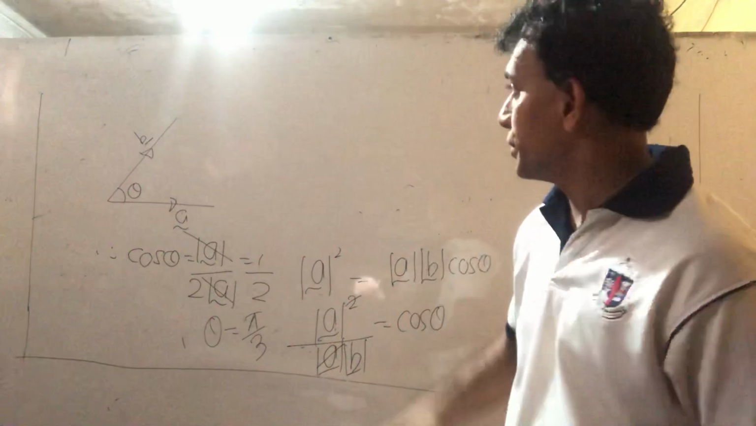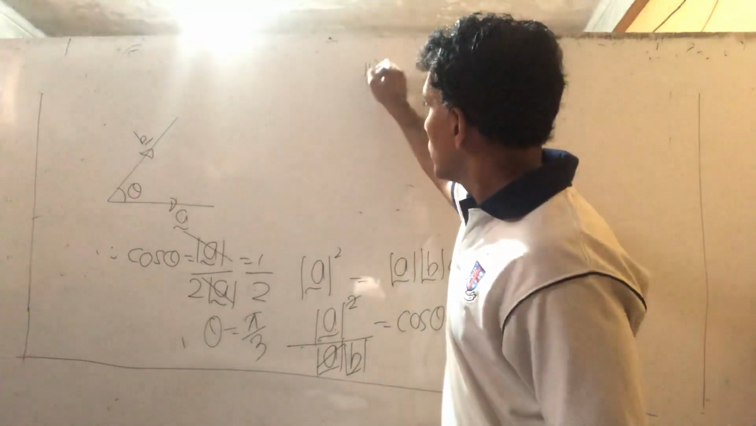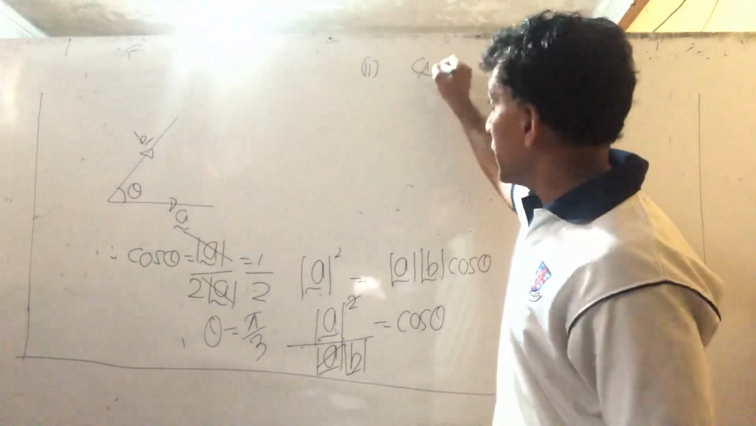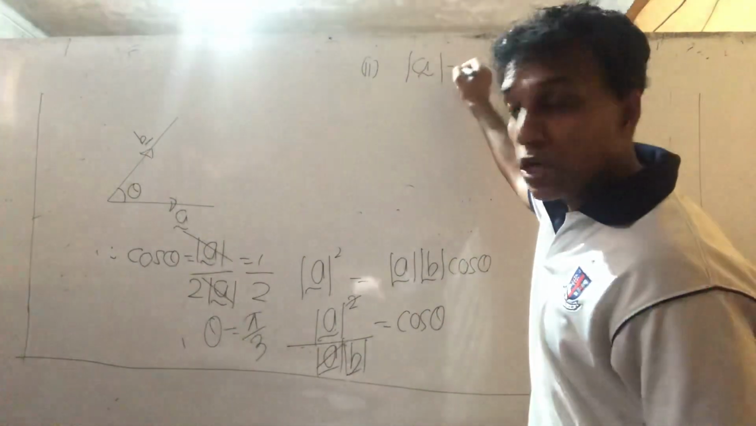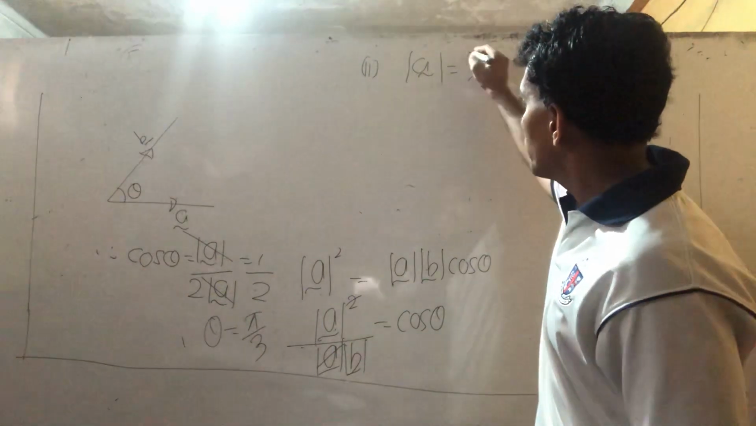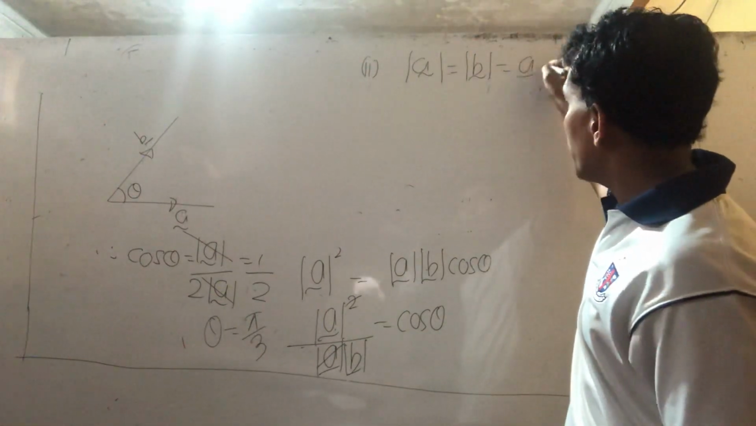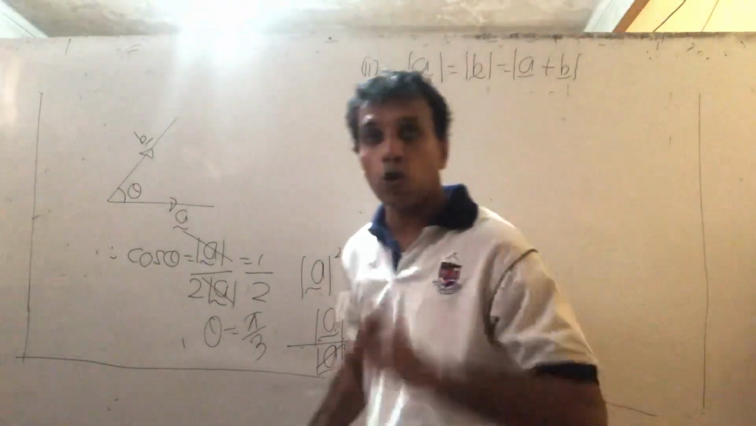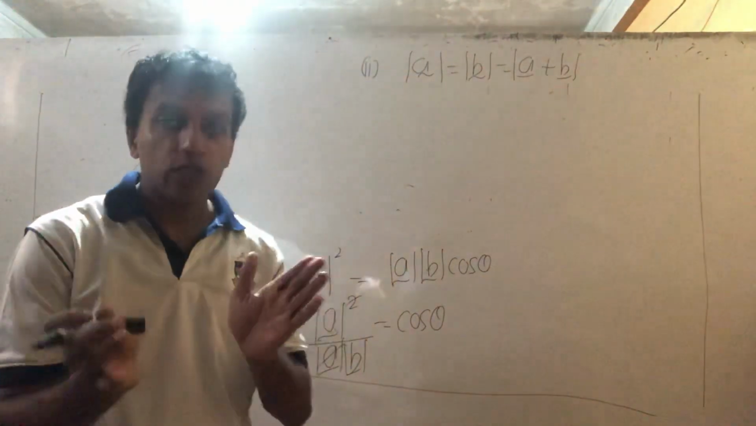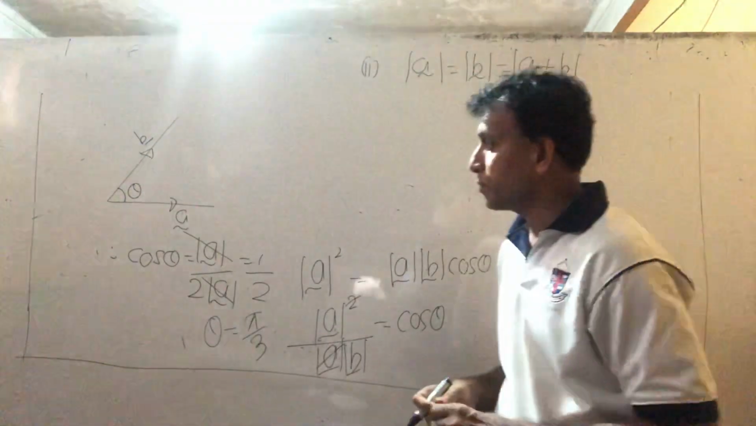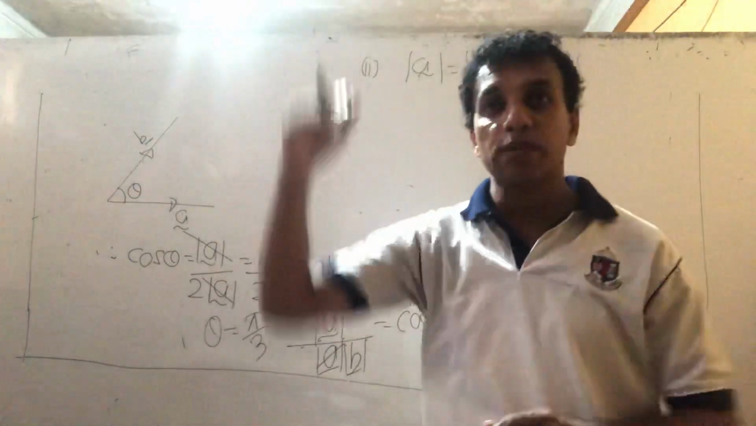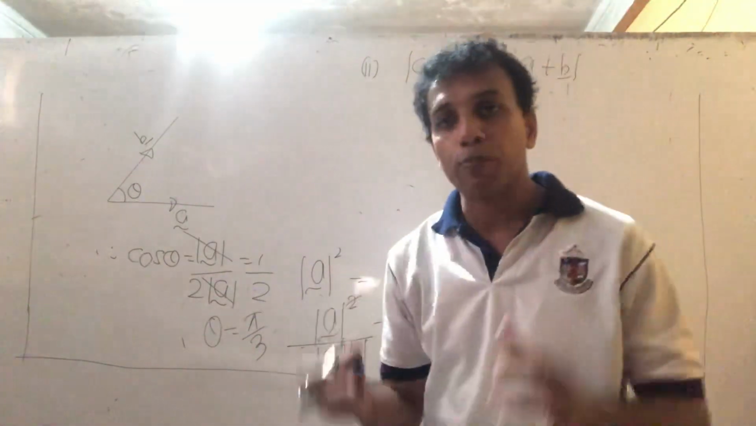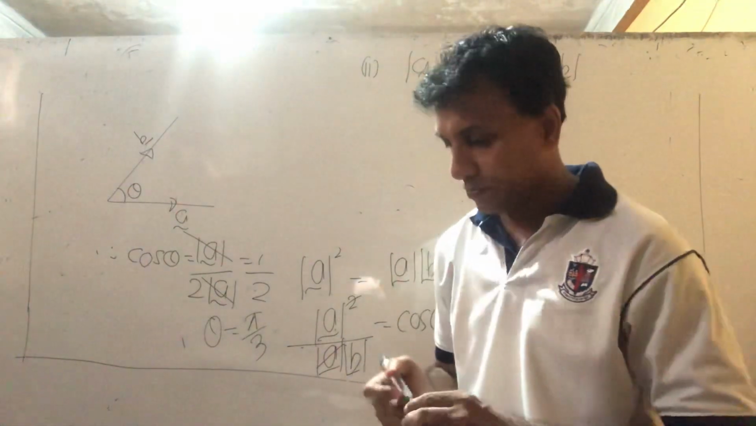Now the second part here. Second information: vector mod A equals vector mod B, which also equals mod A plus B. So in this condition, also calculate the angle between the two vectors A and B. So there's a definition asked in the initial part. So we'll follow the same idea, that will be completely a dot product, a scalar product problem.